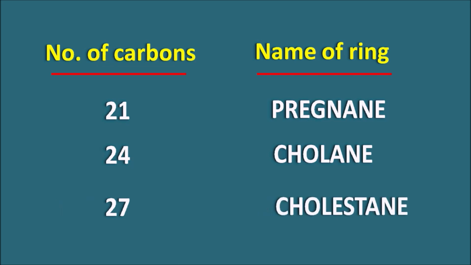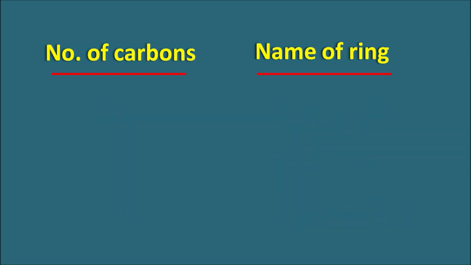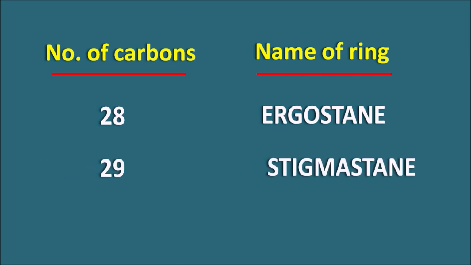27 is cholestane. And here you can see these differ by 3. The previous ones differ by 1, and here they differ by 3: 21, 24, 27, which are pregnane, cholane, cholestane. PCC: pregnane, cholane, cholestane. Then we have steroids which are not present in humans but can be present in animals and plants. So 28 is ergostane, and 29 is stigmastane. In this way, we can name the nucleus based on the number of carbons present in the steroidal ring.